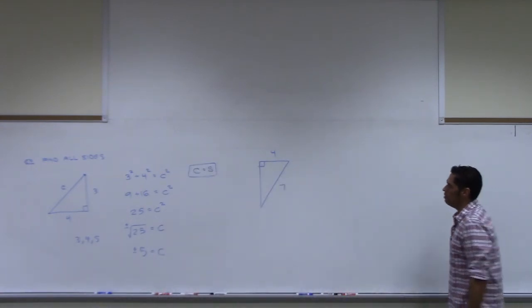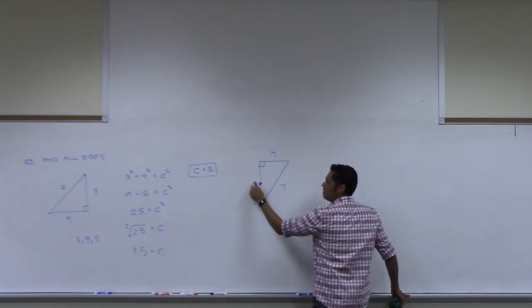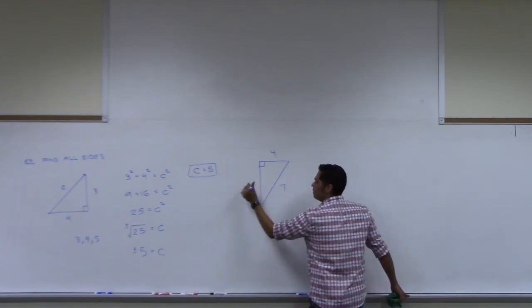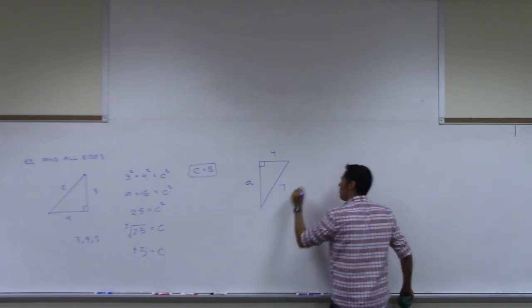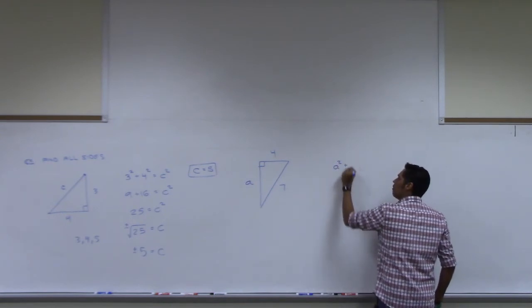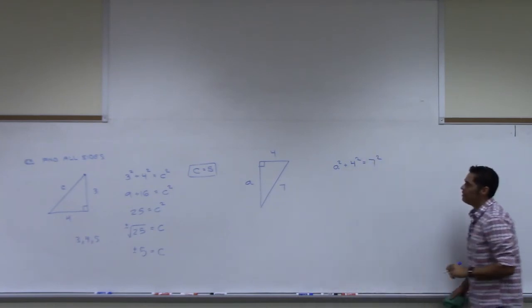Let's see. So what's the relationship? We're solving for what? This side? Which we're going to call what? B or A. It's your choice. Doesn't matter. So I'll call it A. So I know that A squared plus 4 squared, right? You just need to make sure you understand where the hypotenuse is, equals 7 squared.